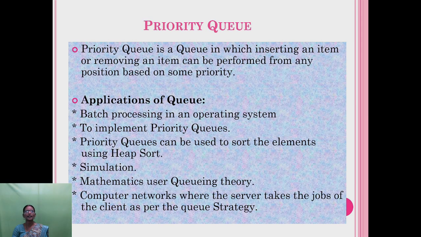Another thing is a periodic queue. Periodic means we insert or remove items based on some periodicity. At any position we insert, but depending upon the periodicity the insertions and deletions are performed. That is referred to as a periodic queue. Where can the queue be used? Batch processing, heap sort, simulation, queuing theory, and computer networks. So in many fields we use the queue.